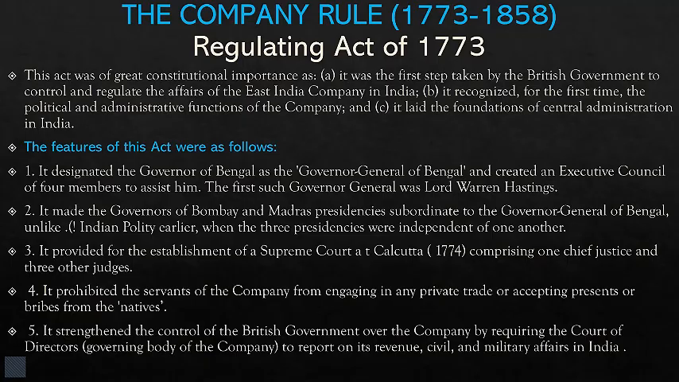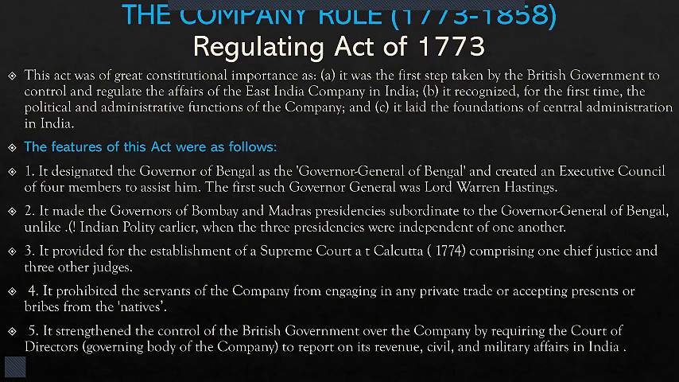Then the fifth one: it strengthened the control of the British government over the company by requiring the Court of Directors, the governing body of the company, to report on its revenue, civil, and military affairs in India. Before the act, the Court of Directors were there and the governors were there.